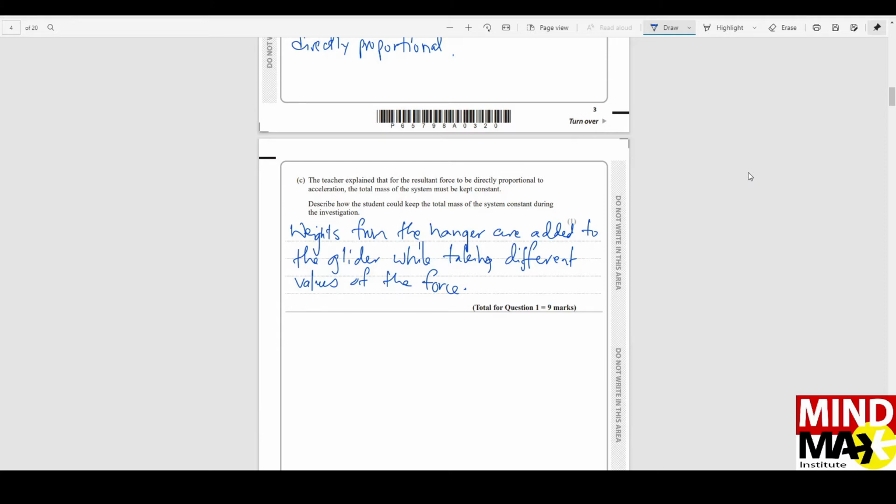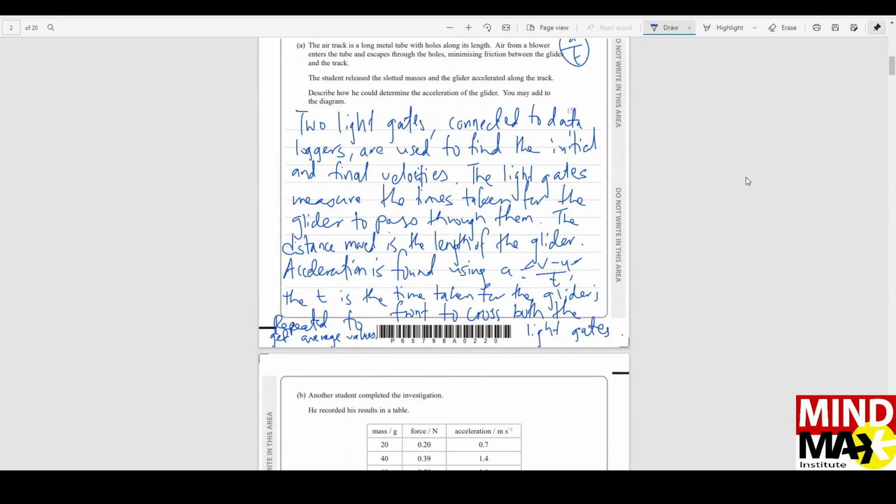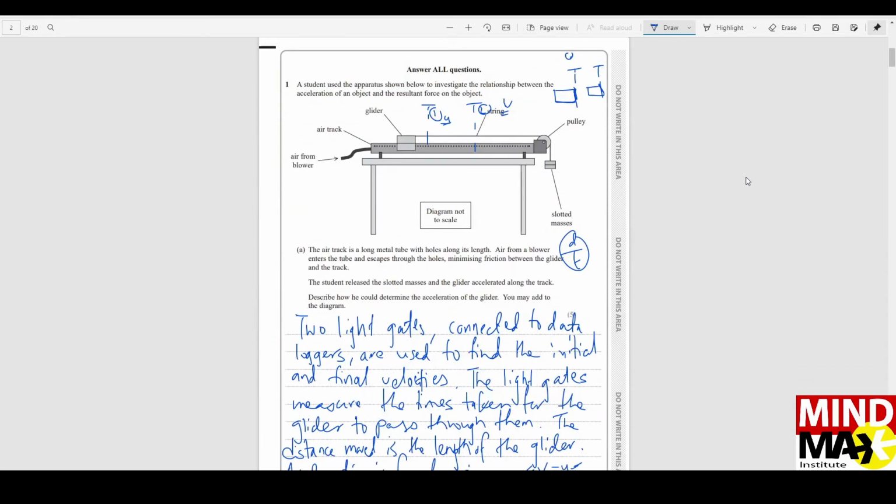Describe how the students keep the total mass of the system constant during the investigation. They are telling us that the teacher explained that for the resultant force to be directly proportional to the acceleration, the total mass of the system must be kept constant. Now, keeping the total mass of the system constant means what? The masses of the slotted masses and the mass of the glider itself.